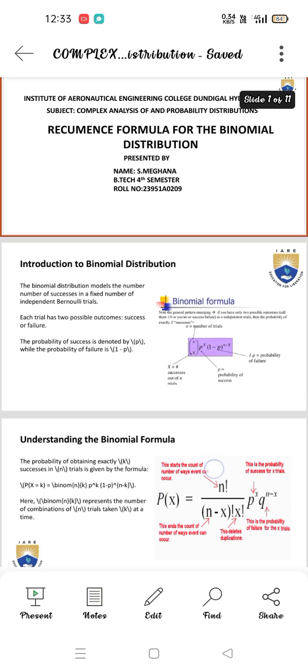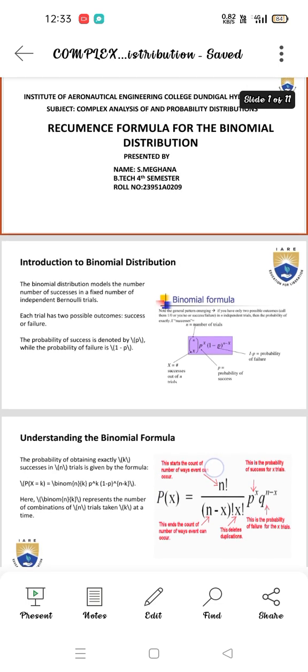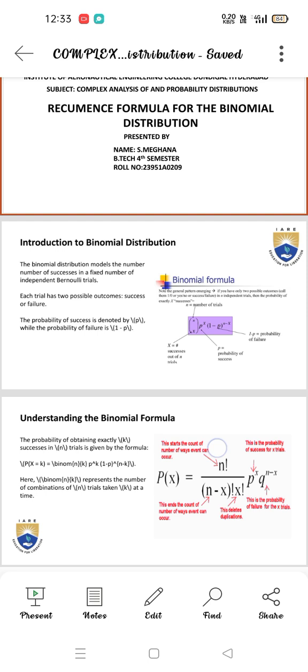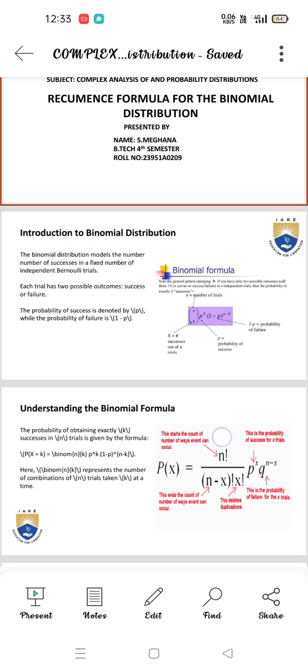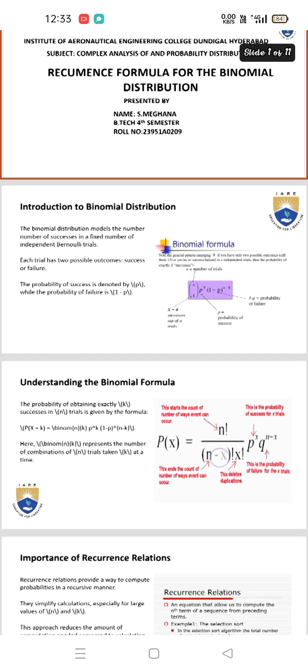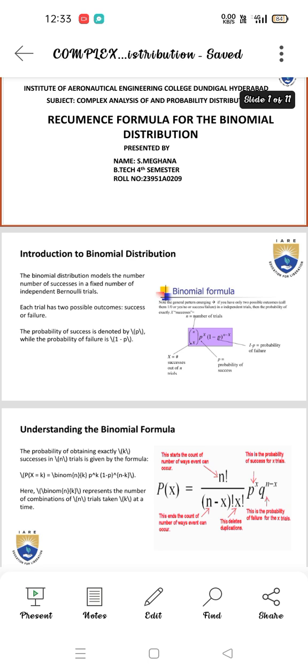Introduction to binomial distribution. The binomial distribution models the number of successes in a fixed number of independent Bernoulli trials. Each trial has two possible outcomes, success or failure.